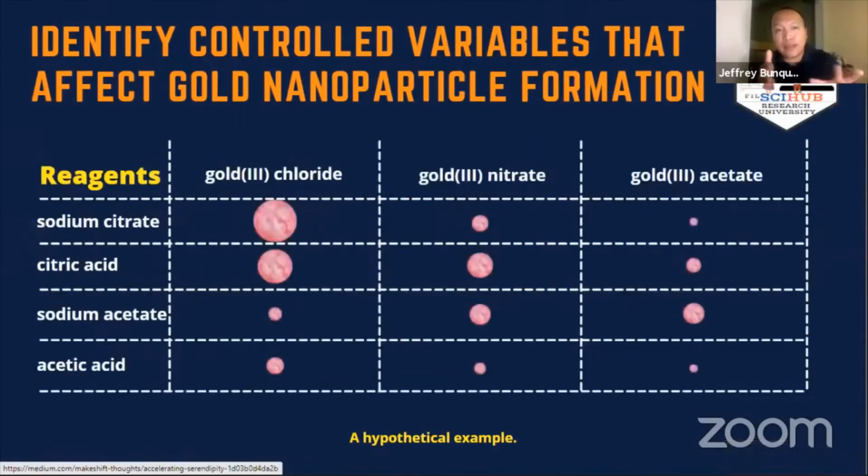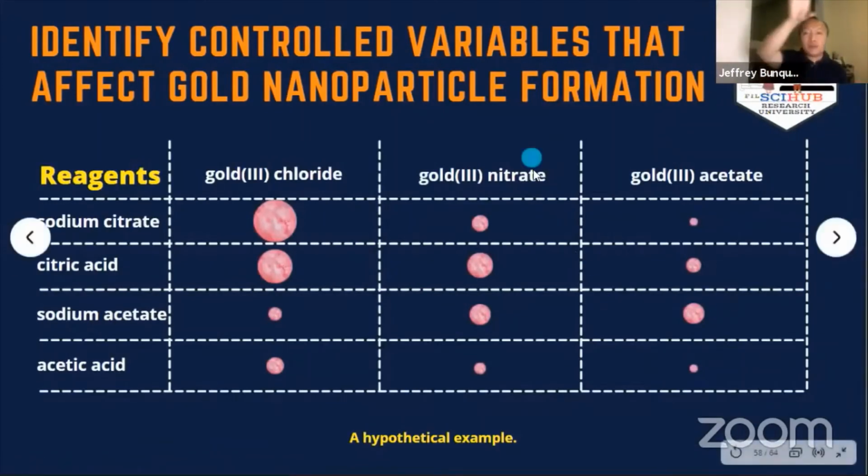Okay, so what you can actually do is come up with an experimental matrix. So essentially po, meron kang gold precursors, meron kang organic reducing agents. So ito po, these are hypothetical examples po. Huwag niyo po itong kokopyahin at huwag niyo po itong iperform sa lab. Ano po, this is just for demonstration purposes.